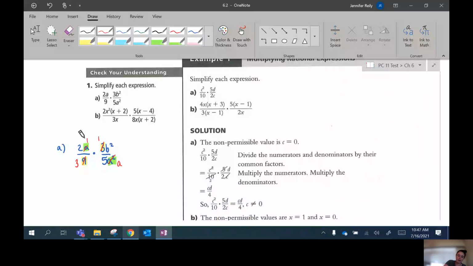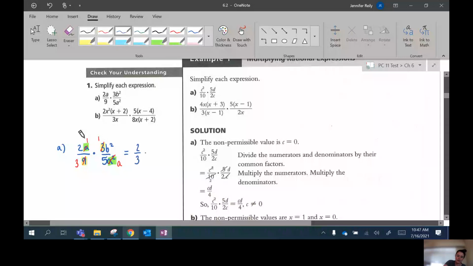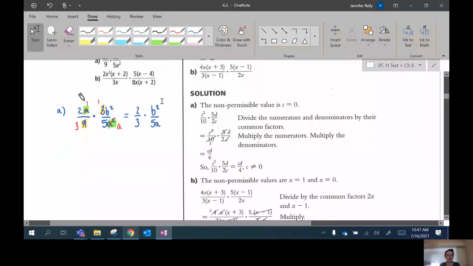Let's rewrite what I've got now after we cancel everything. In the numerator of the first fraction, I have a 2 left. In the denominator, I've got a 3. In the second fraction, I've got B squared left and 5A. After you do your canceling, I do recommend you rewrite everything, because it's a lot easier to see. And now I simply multiply. So 2 times b squared would be 2b squared, and 3 times 5a would be 15a.